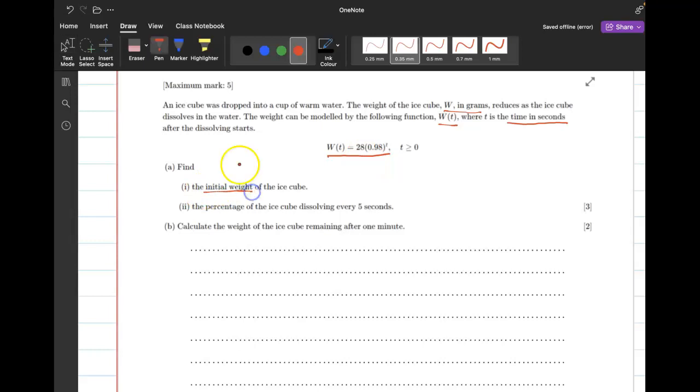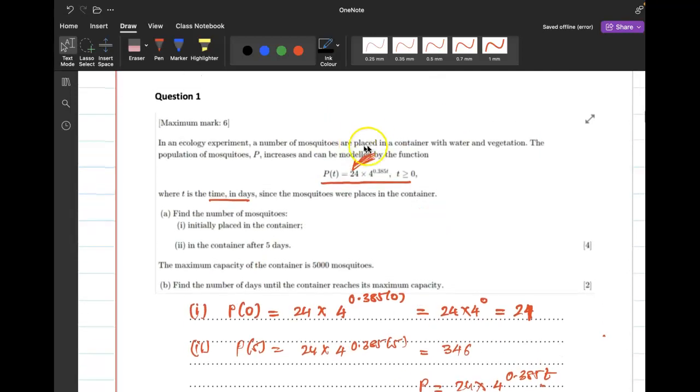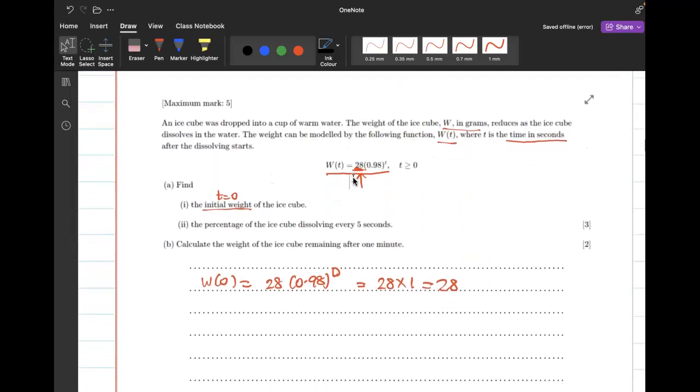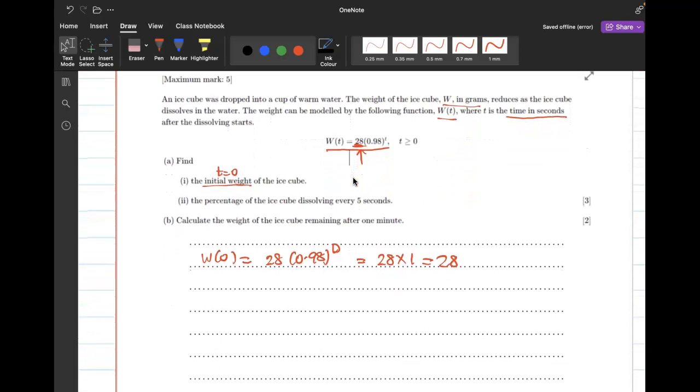Find the initial weight. So whenever this initial comes in, you have to put time as 0. So W(0) = 28 × 0.98^0. So t is 0. Anything raised to 0 is 1. So 28 × 1, that's 28. Remember, this would be the initial value. In the last sum also, this value was the initial. So that's always the initial value. But it's better that you put time as 0 and get that.